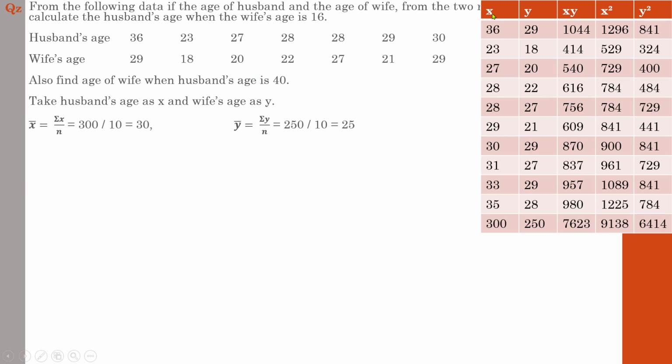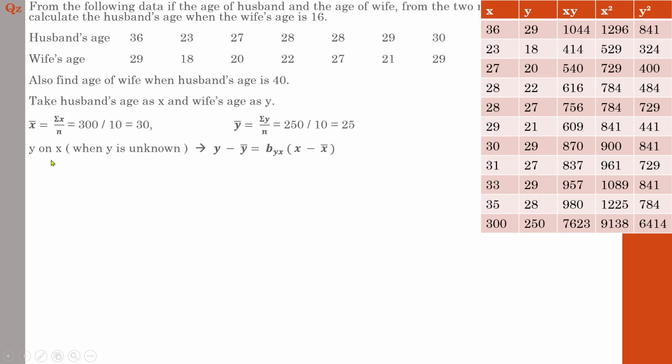This is why in the beginning I have already found the total of x as well as y. So mean of x means sigma x by n. Here sigma x is 300, 300 divided by 10. N means number of items. So 30. Likewise, mean of y is total of y divided by number of items. So 25. 30 and 25 is obtained.